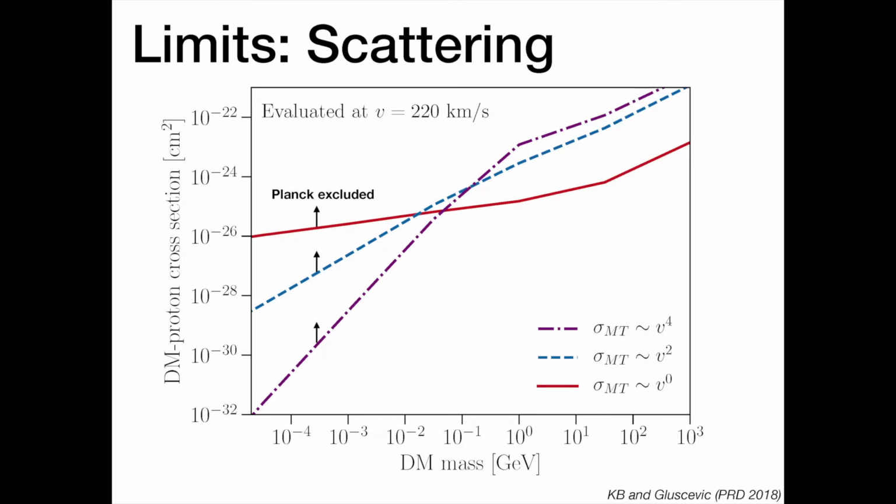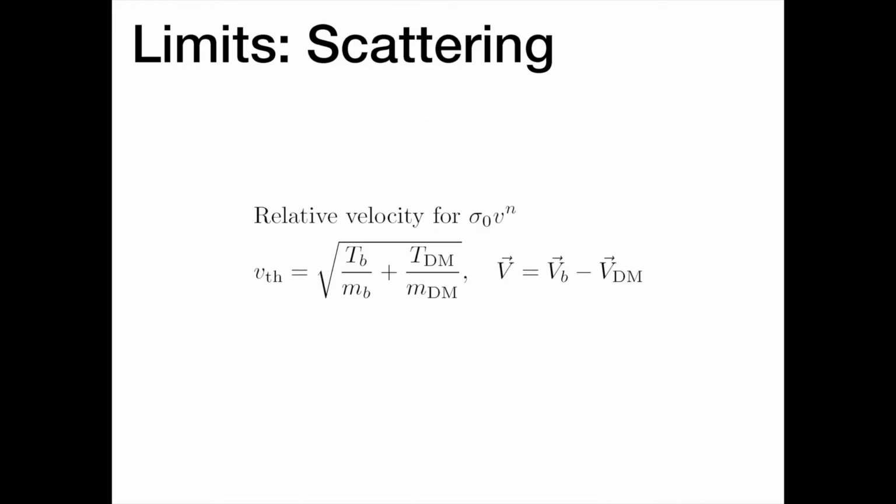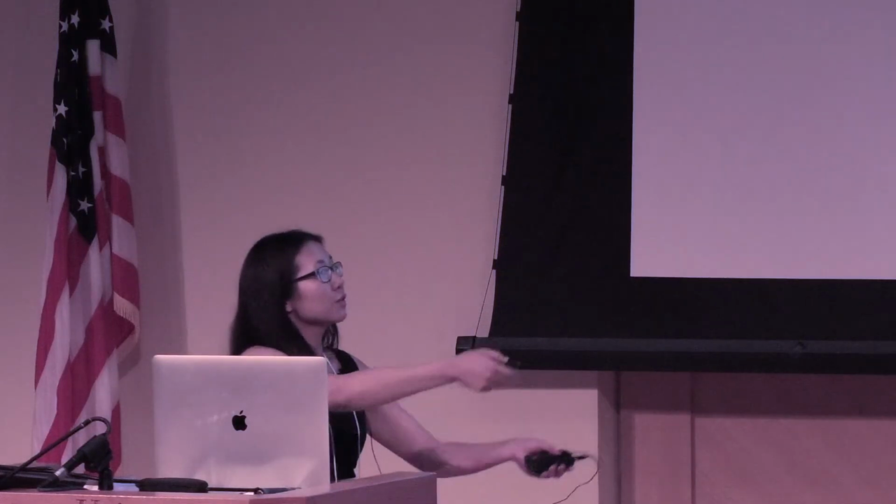For our other velocity powers, this scenario gets a little bit more tricky. And the reason it gets tricky is because, what do I mean when I say relative velocity for this sigma naught times v to the n? What is this v? For the most part, we're thinking about the thermal velocity, just the thermal dispersion of the particles, so it's the temperature over the mass of the baryons and the temperature over the mass of the dark matter. As the universe cools, of course, these temperatures drop, and this thermal velocity gets very small.